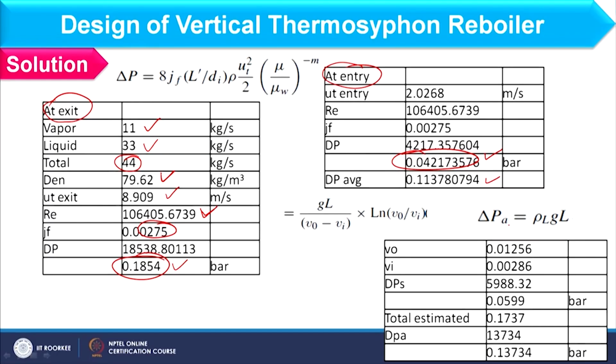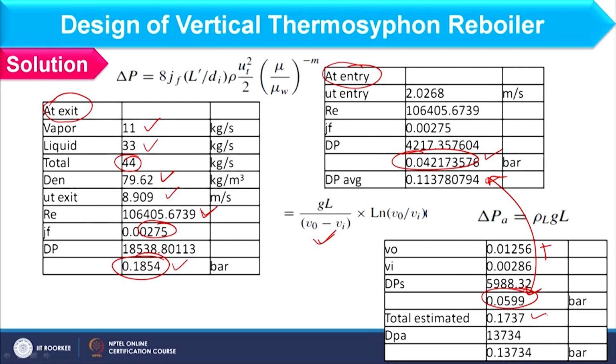Okay. Next we have to find out pressure drop due to static head. So, that value you can obtain as 0.06 bar, and when I add this as well as this, we can find out total pressure drop as 0.1737 bar, okay, in the tube side.